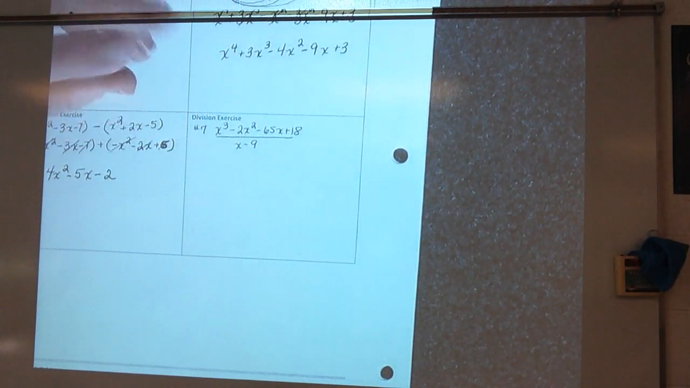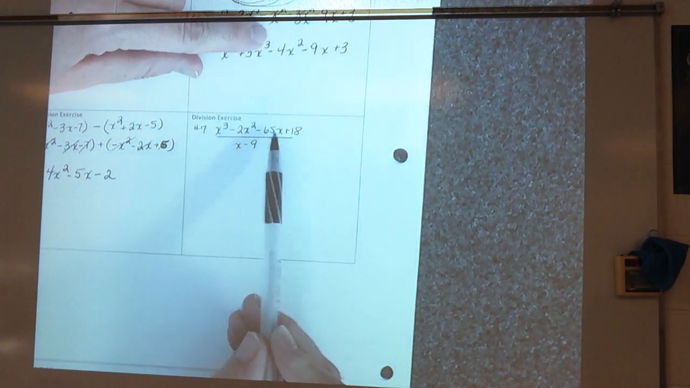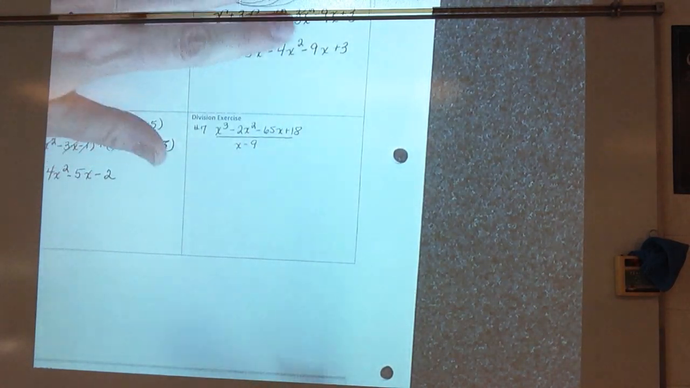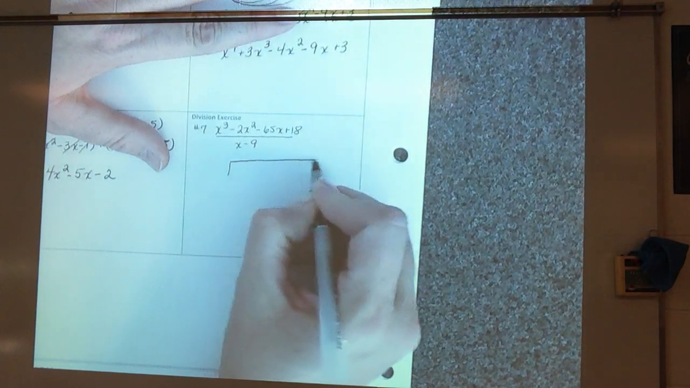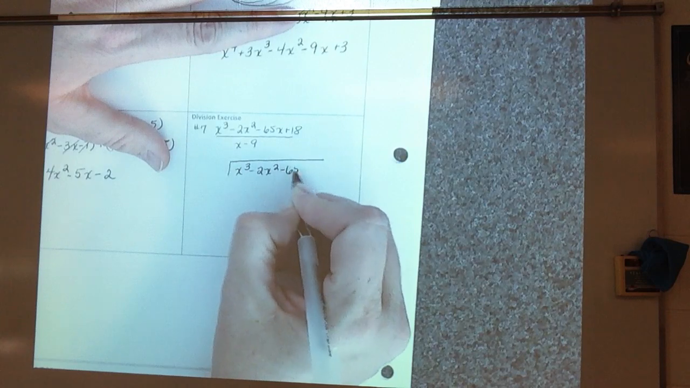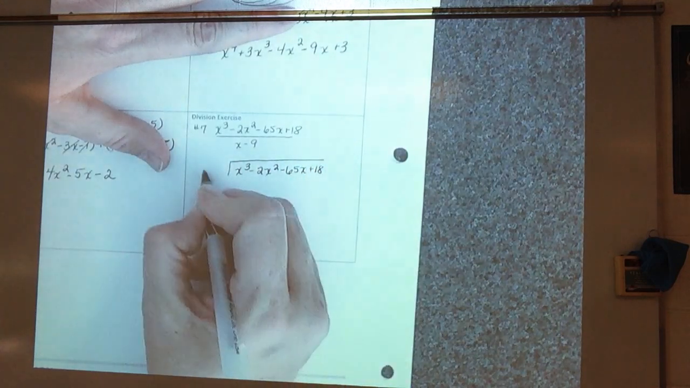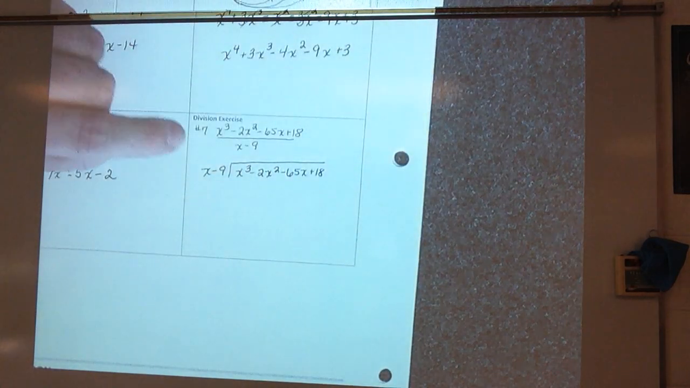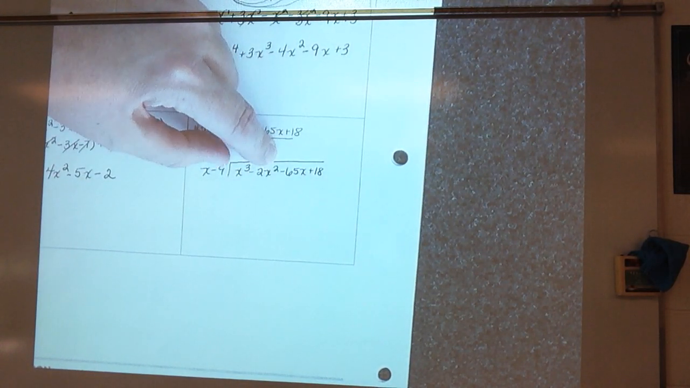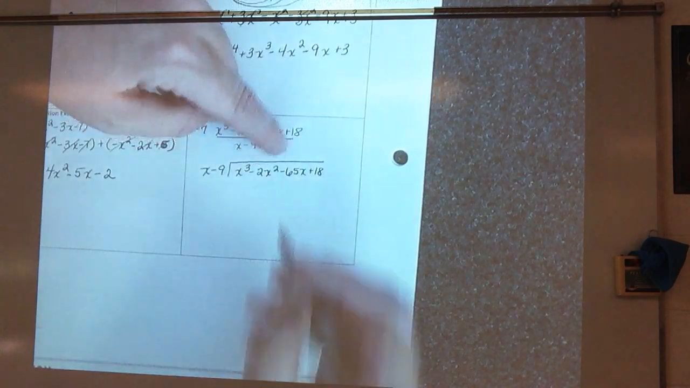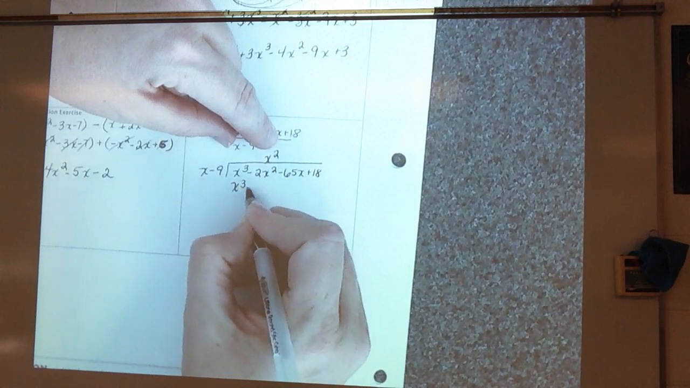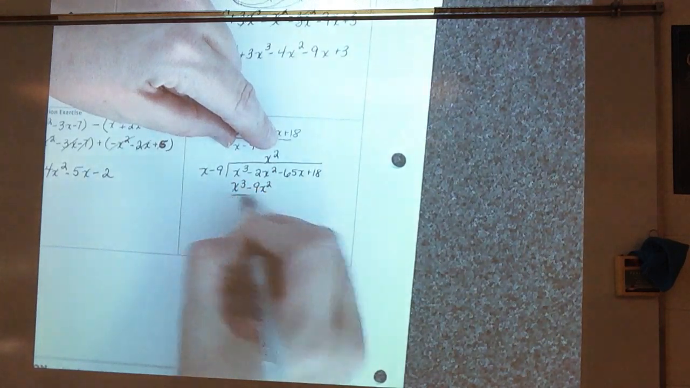Division exercise. Look at this. I have x cubed, x squared, x, and 0x. And I have an x and a 0x, so I'm good. I can use long division here. x cubed minus 2x squared minus 65x plus 18, divided by x minus 9. I have two terms, so my first answer is going to go above my x squared here. So x cubed divided by x is x squared. So I have x cubed minus 9x squared.